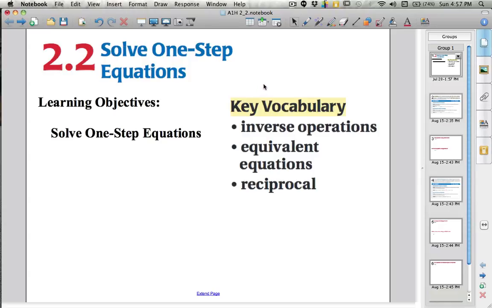In section 2.2, we're going to be working to solve one-step equations. Key vocabulary we're going to need here is inverse operations. What are those? What are equivalent equations? And what is a reciprocal?